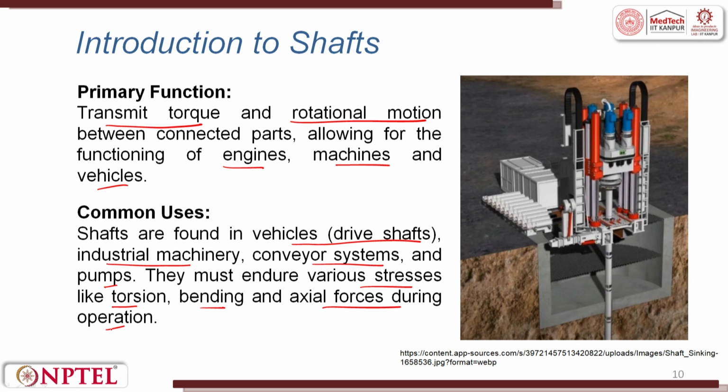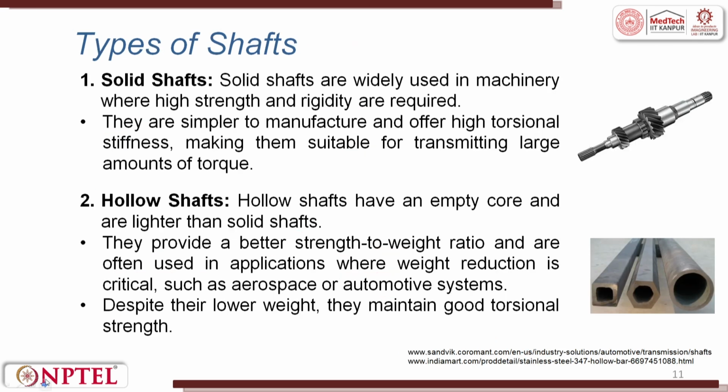Let us try to see the types of shafts. Shafts could be of multiple types. It could be solid, it could be hollow, fixed or rotating. So what are solid shafts? Solid shafts are widely used in machinery where high strength and rigidity are required.